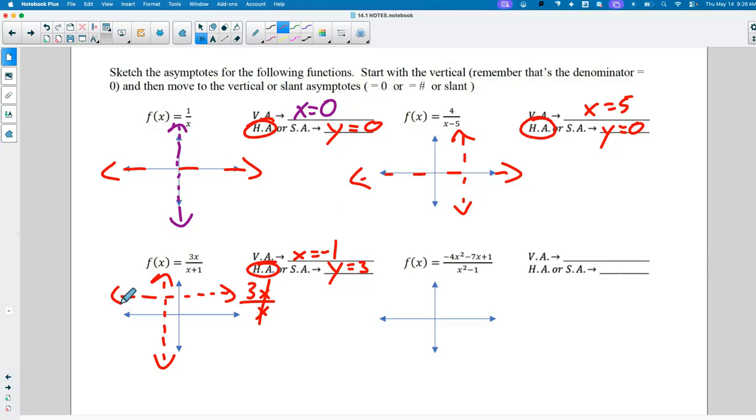Okay, next one right here. What is our degrees? It's going to be the same. So you got x squared and x squared, so it's same. Now I skipped over the vertical for just a moment on purpose. So we have our same here, so I'm going to have negative 4x squared divided by x squared. Cancel that out, and I get y equals negative 4. It's horizontal.